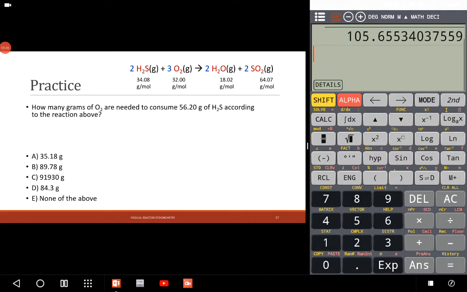Here's a practice problem for you. How many grams of O2 are needed to consume 56.20 grams of H2S according to the reaction? Go ahead and pause the video and try to work this out, and then unpause the video when you're ready to check your work.